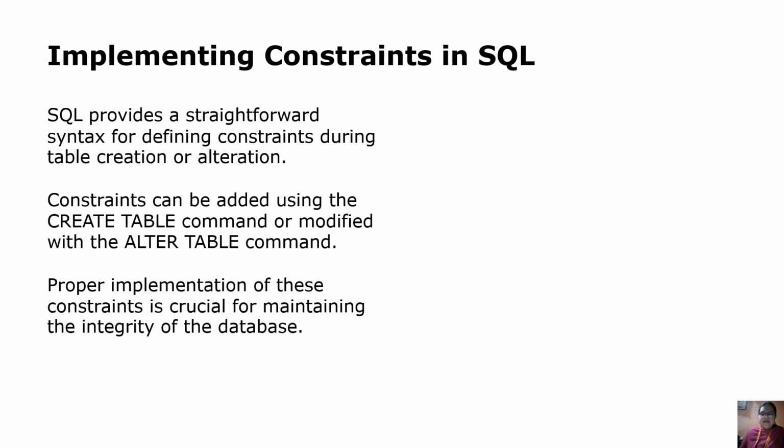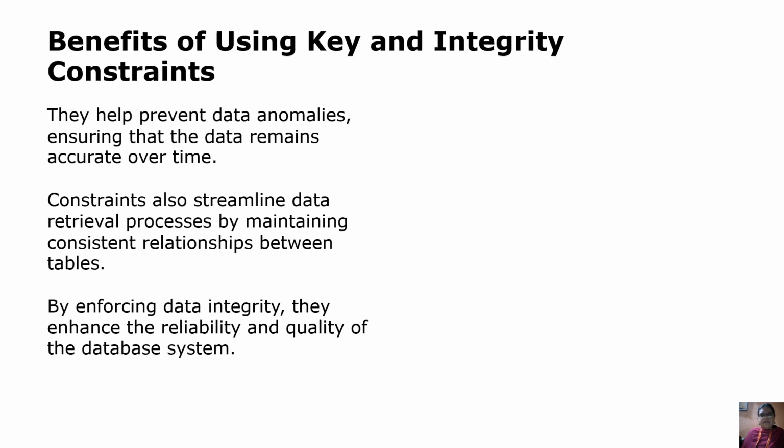Foreign key prevents actions that would destroy links between tables. Check ensures that the values in a column satisfy a specific condition. Default sets a default value for a column if no value is specified. Create index is used to create and retrieve data from the database very quickly.